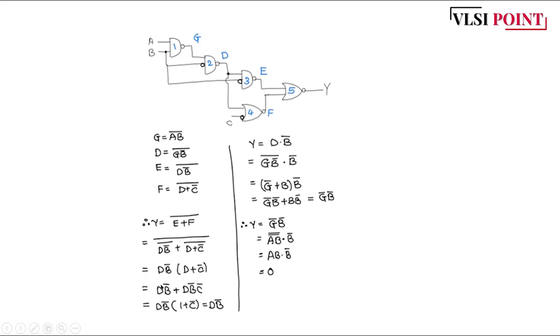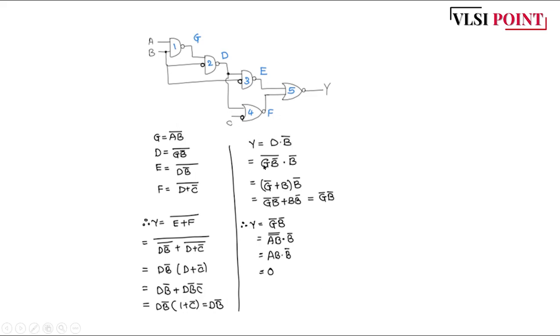So just simplify further, DB bar into D is nothing but DB bar, DB bar into C bar, DB bar C bar. If you take DB bar common, you will be left with 1 plus C bar. And you know 1 plus anything is nothing but 1. So 1 into DB bar is DB bar. Okay. So finally we get Y is nothing but D into B bar.